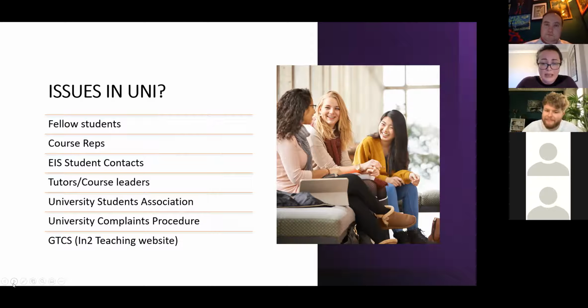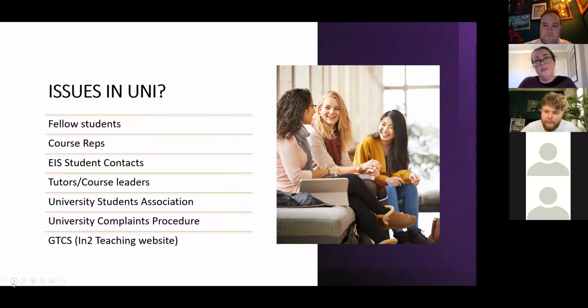You always have your University Students Association, and I know Matt will probably talk to you a bit more about that. If you've been through all these places to look for advice, and you've not got any proper recourse, then you always have the university's own complaints procedure to follow. Another good source of information is the GTCS website, the Into Teaching website. If you type in GTCS Into Teaching, it'll take you straight to it, and it's got a plethora of information about placements.